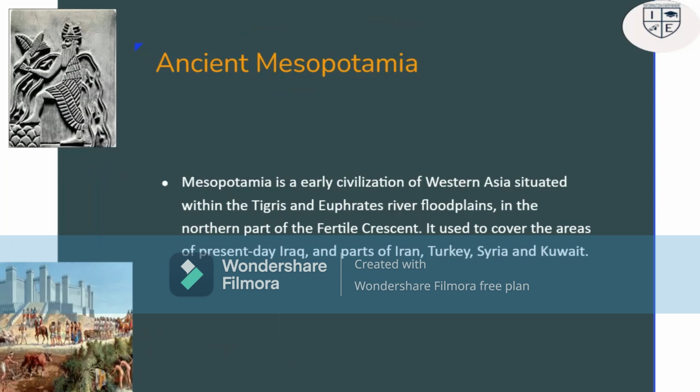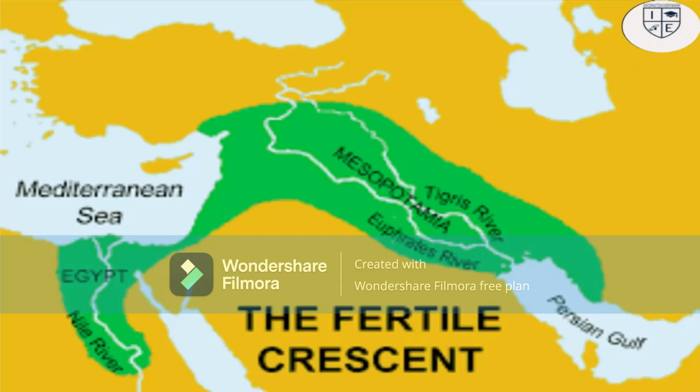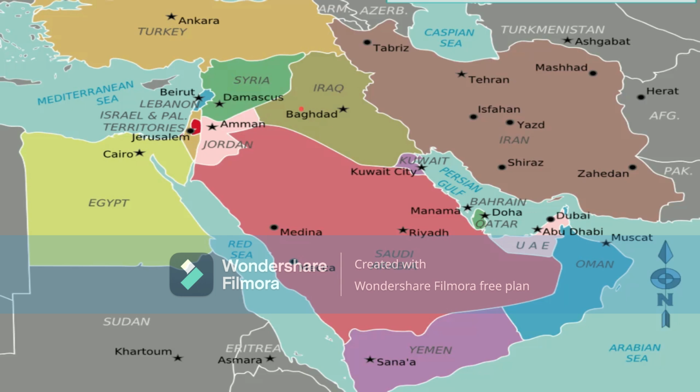So it used to cover the areas of Iraq, Iran, Turkey, Syria and Kuwait. So with this civilization, let us assume Baghdad is on the banks of the Euphrates. So let us assume that the Euphrates flows from here and the Tigris flows from here. No, this is wrong. Let us assume that the Euphrates flows from here. So the whole country of Iraq, some parts of Syria, some parts of Turkey, Kuwait and Iran were in the Mesopotamian civilization.